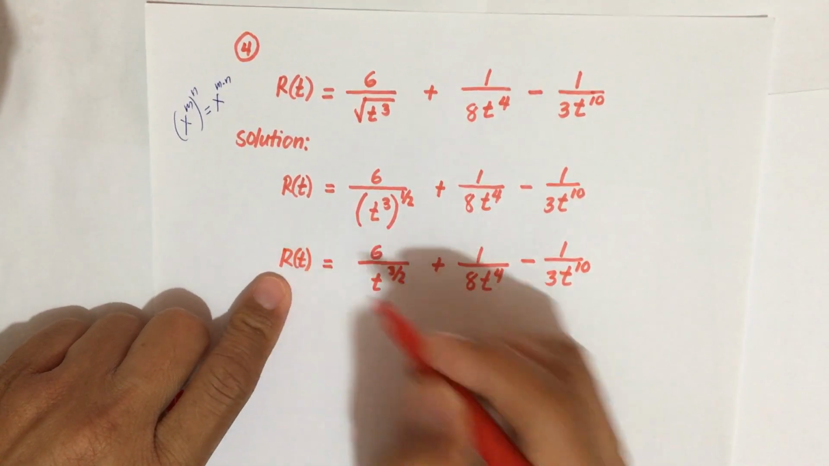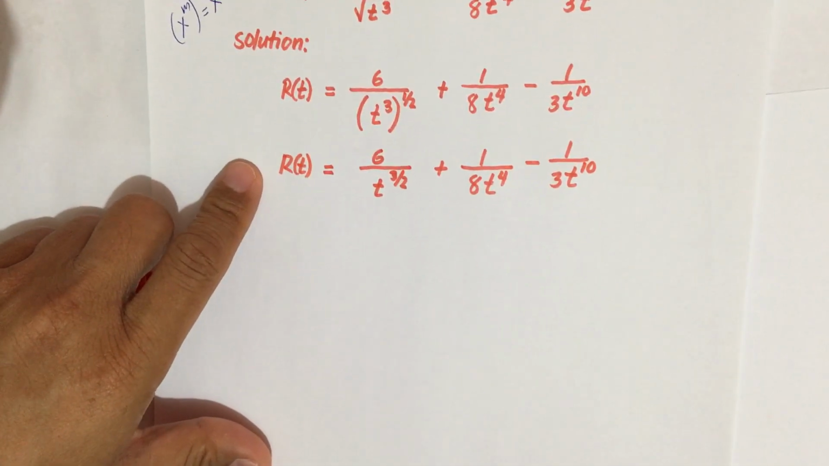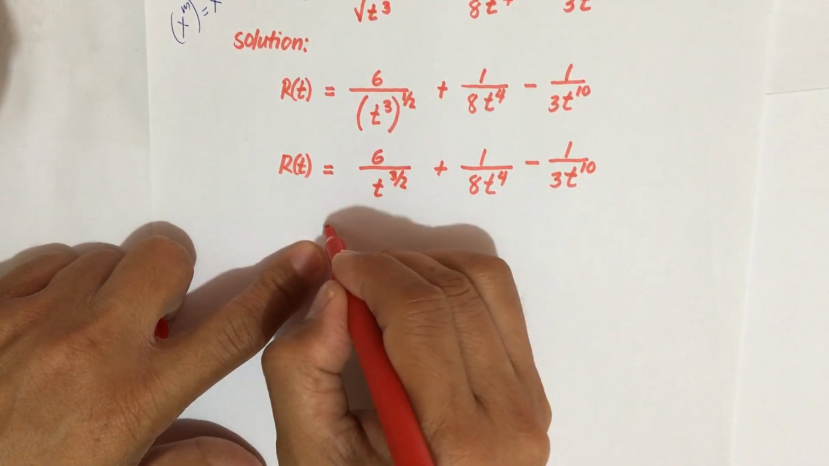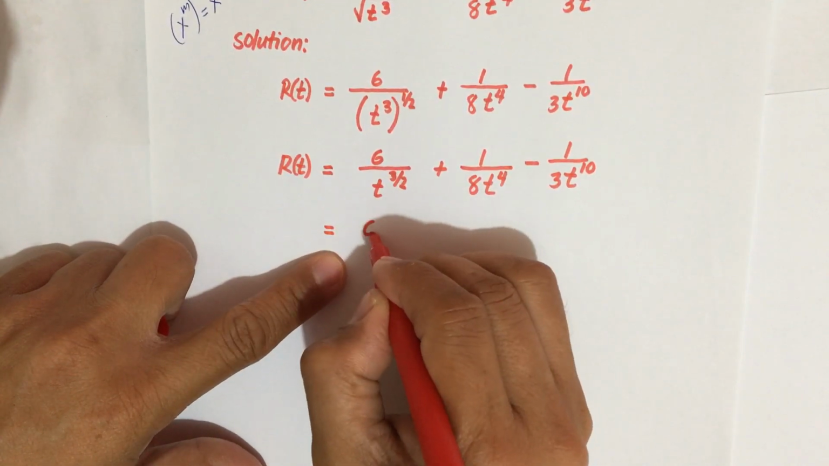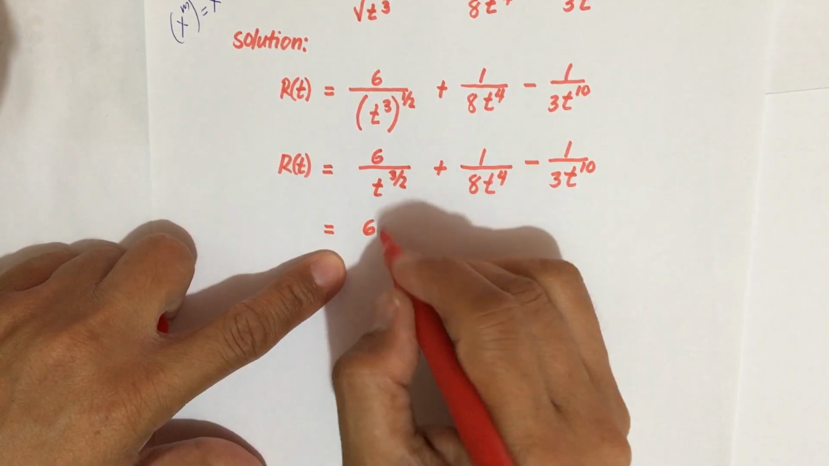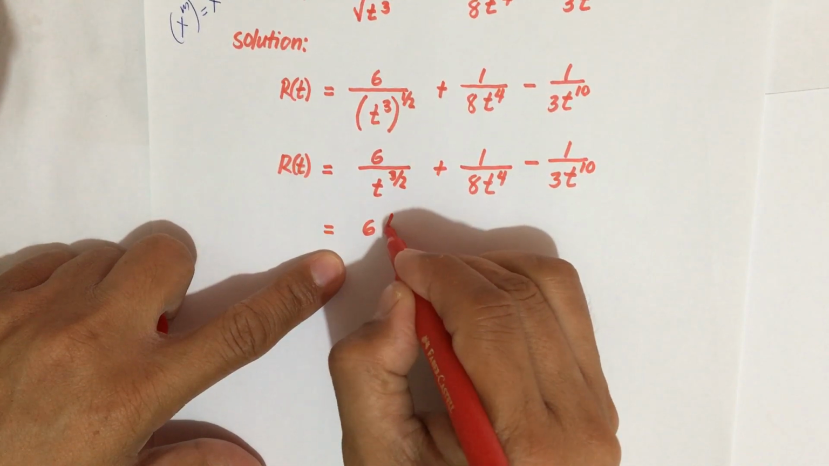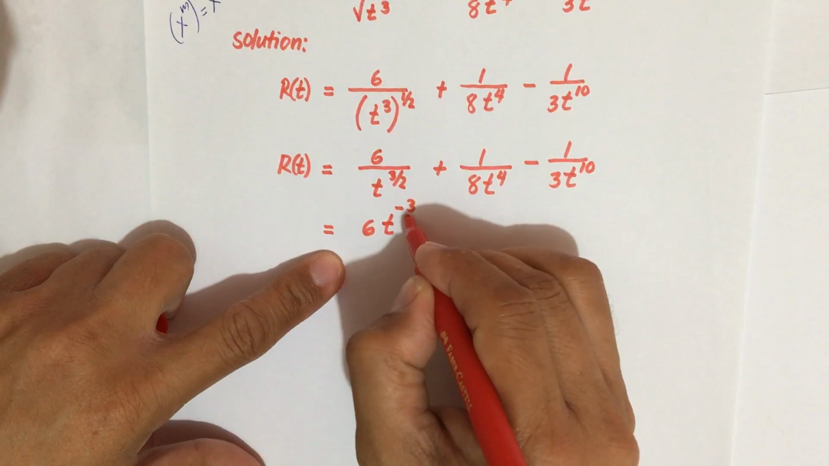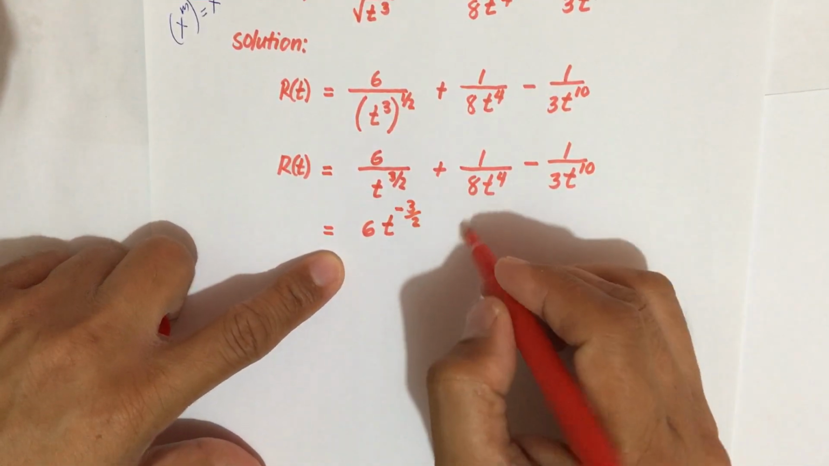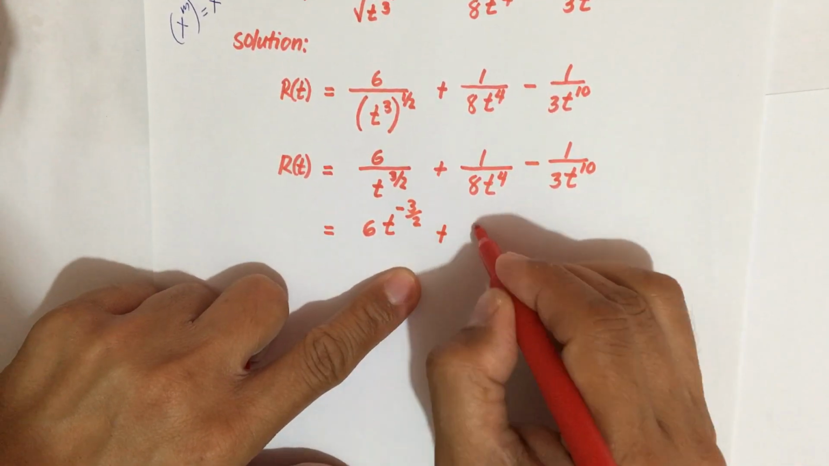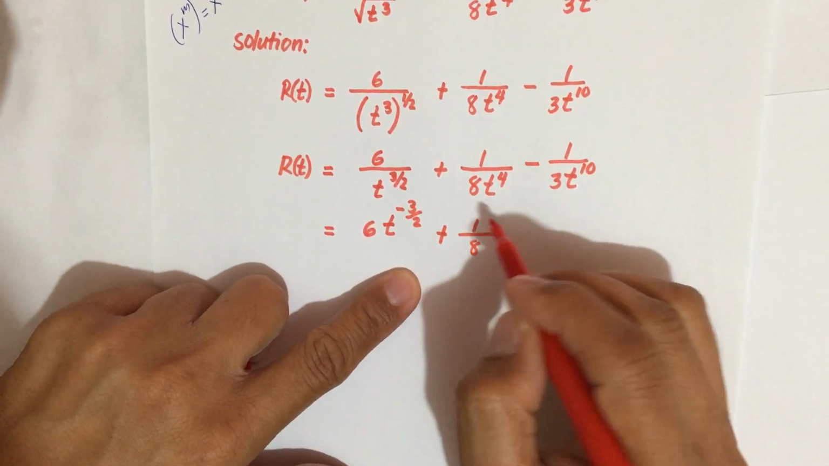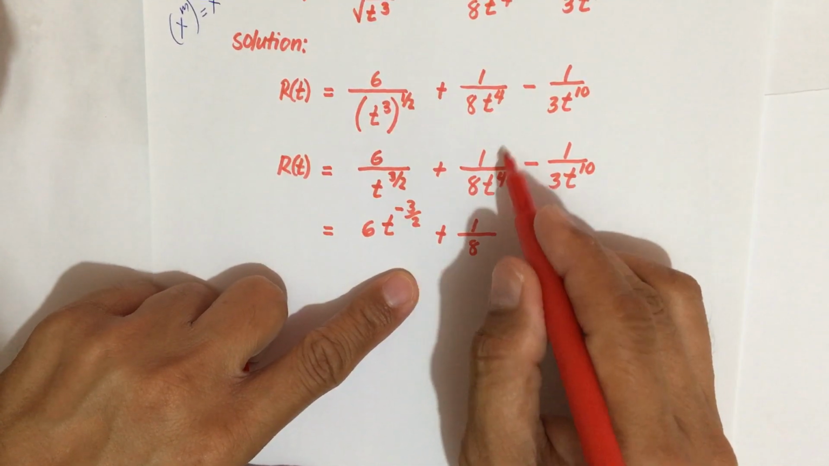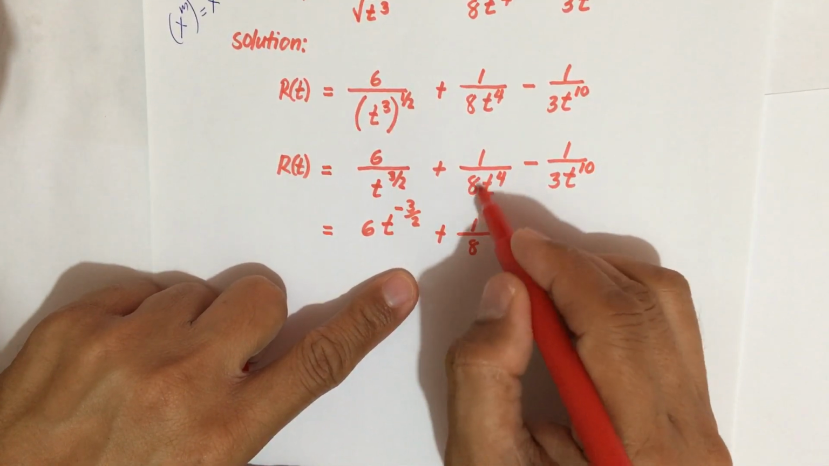Then same in our example number 3. So we have to bring this up. We have 6 times, when you bring this variable with the exponent up, so this becomes 6 times t to the negative 3 over 2. Okay, negative 3 halves, the exponent now. Then plus 1 over 8.